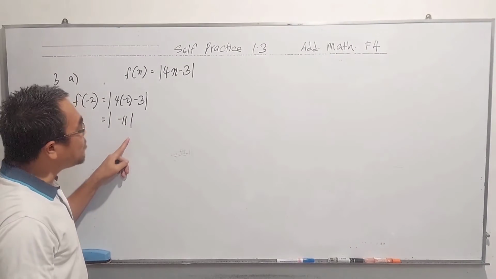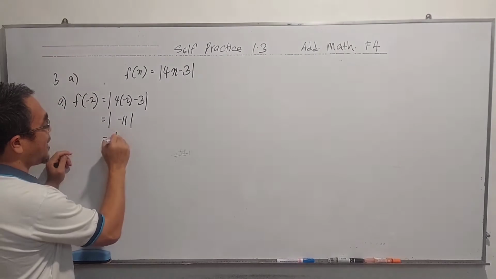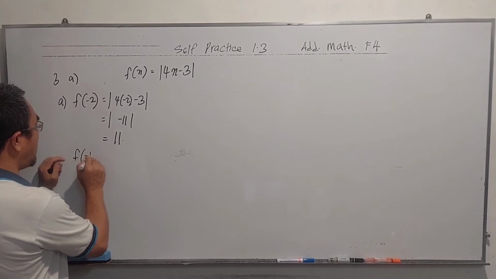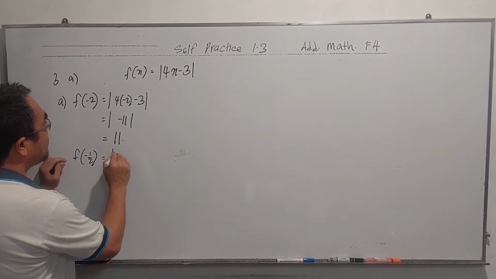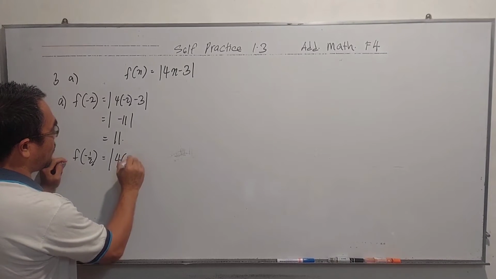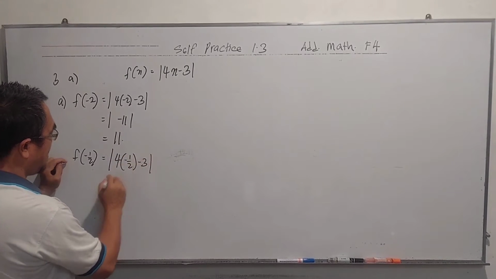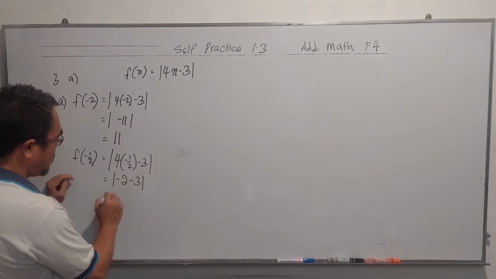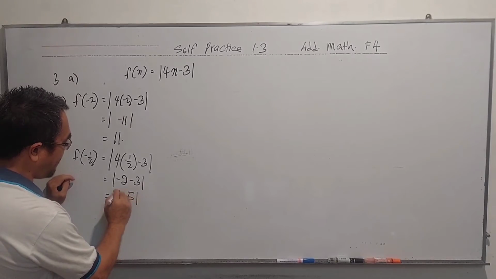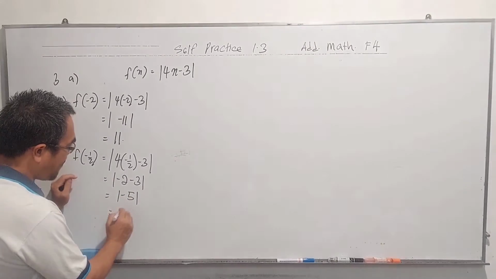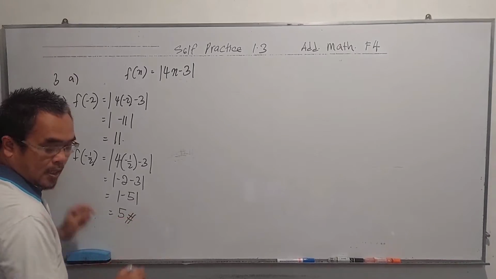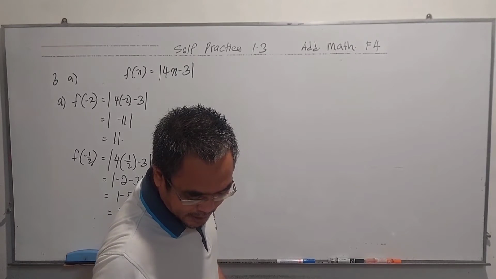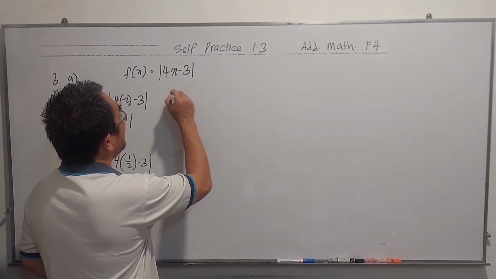So the final answer will be the positive of it, so you get 11. How about f(negative 1 over 2)? It is similar: 4 times negative 1 over 2 minus 3. So it will be negative 2 minus 3, which together will be negative 5. So the final answer will be 5. What is important here is question C and D, but we do B first.